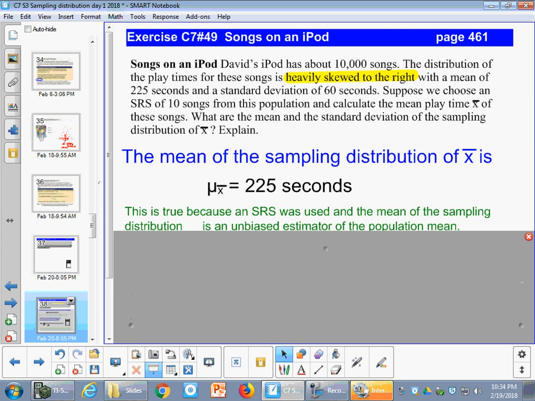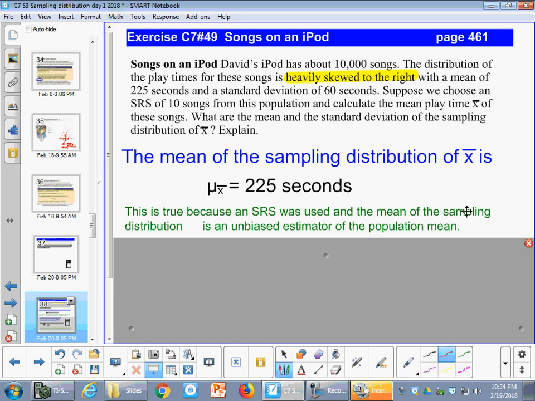So the mean of the sampling distribution is going to be 225 seconds. It's true because a simple random sample was used, and the mean of the sampling distribution, which is mu sub x bar, is an unbiased estimator of the population mean, which is mu.